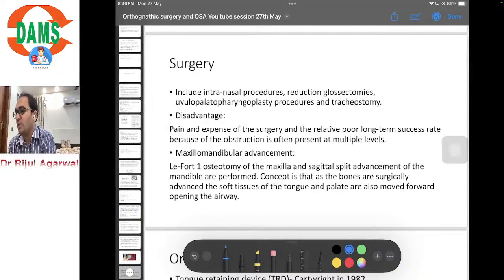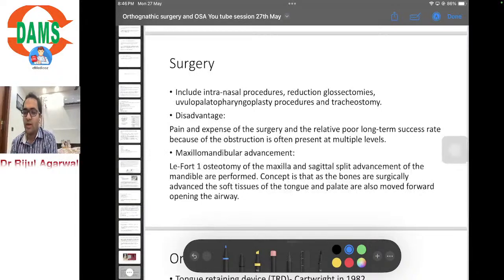present at multiple levels. What it means is, as I've already told you, the upper airway anatomy comprises of hypopharynx, nasopharynx, and the velopharynx. So if the obstruction is present at one level, only that it can relieve. If the obstruction is above or below that, advancement surgeries do not help.